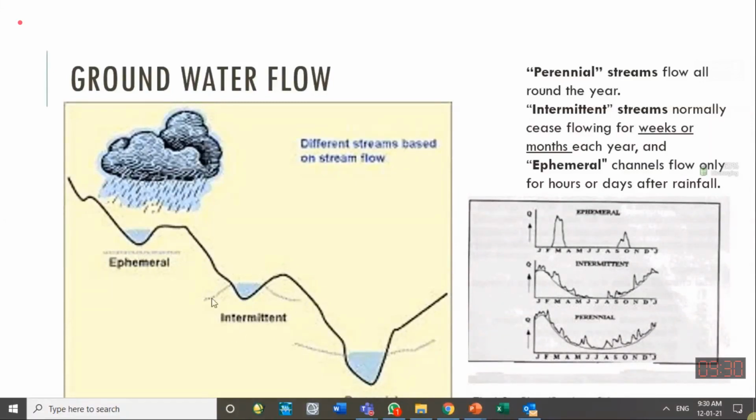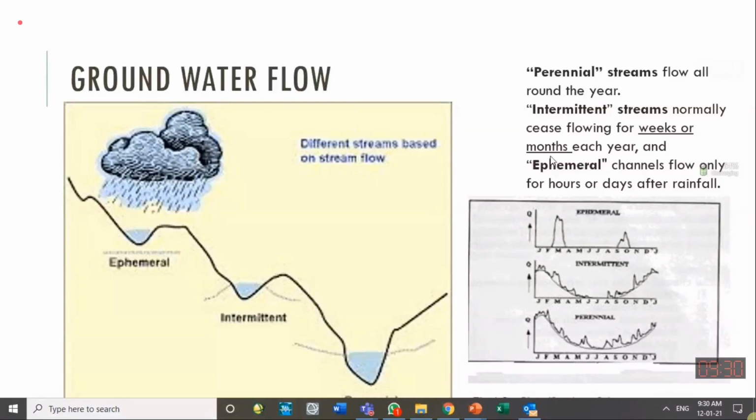Some streams fluctuate during the year. So these streams normally cease flowing for weeks or months each year, but again they start flowing when the water table rises above. In the prolonged dry season they become like an ephemeral stream. So we call them intermittent streams.